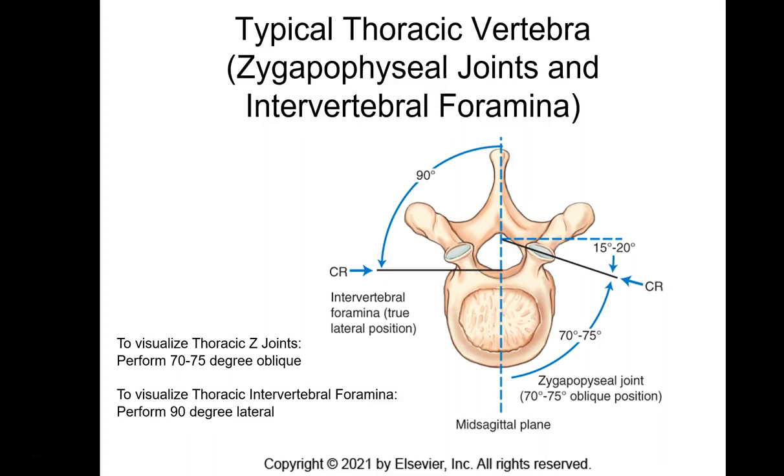Okay, but the intervertebral foramina of the thoracic spine, on the other hand, are located at 90-degree angles or right angles to mid-sagittal plane. So again, that's what you see in this relationship here. So if you wanted to see the intervertebral foramina of the thoracic spine, you'd have to position the patient in a 90-degree lateral.